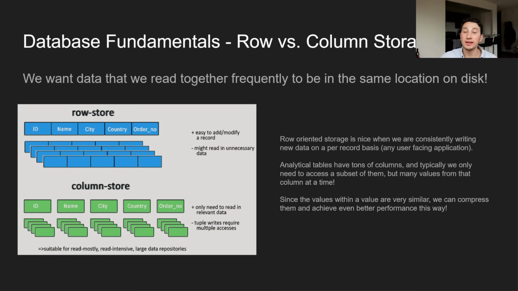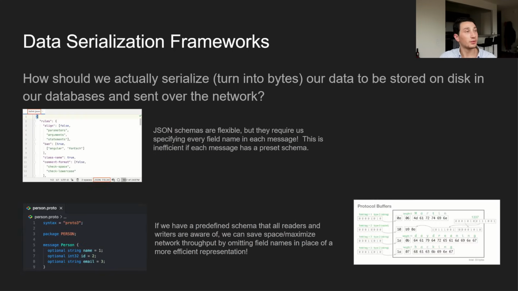The nice thing about this is that, for one, you only have to read a subset of the data if you're only interested in a couple of columns at a time. So that's going to speed things up. Number two is that you get all of these nice compression benefits as a result of the fact that all of the data within a column is really similar to one another.